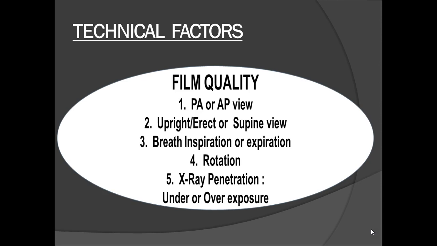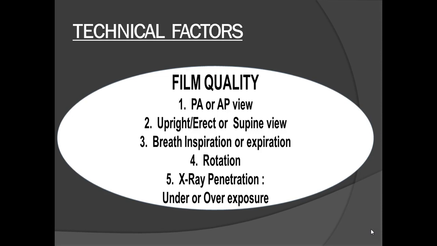Now coming to the technical factors, film quality depends upon three factors we are discussing now. It's very important to see whether the film has been taken in the posterior anterior view or an anterior posterior view. In routine practice, we shoot the posterior anterior view, especially in adult patients. The PA view is preferred because the AP view usually results in a magnified cardiac shadow.